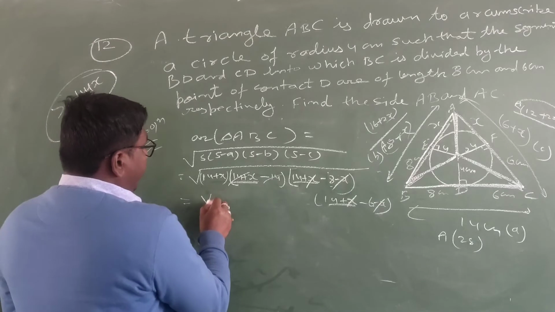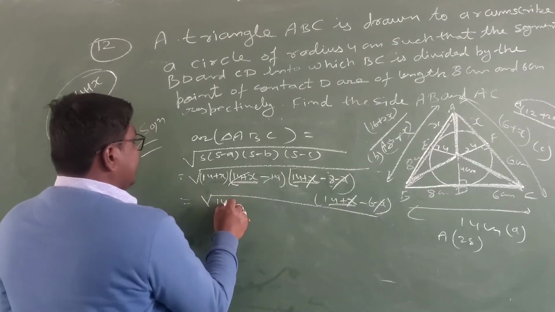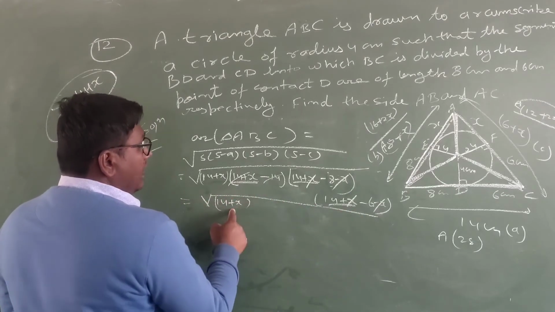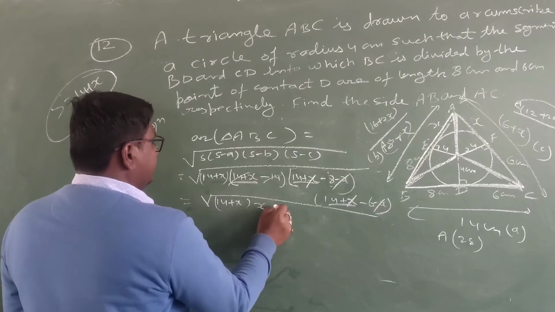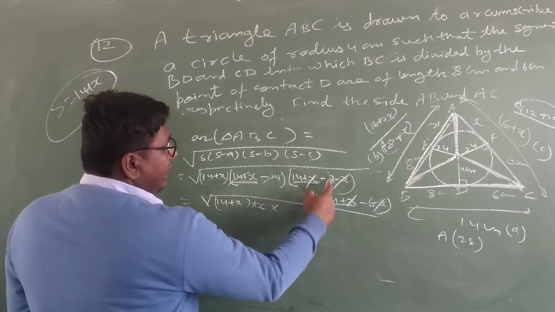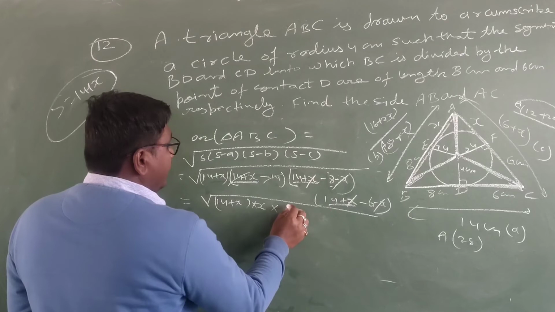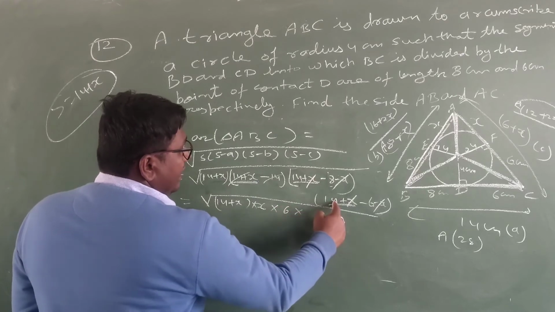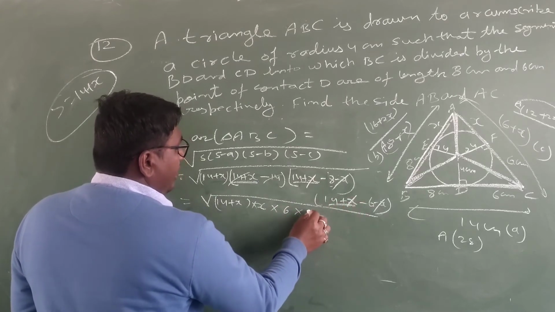Now this will be 14 plus x only, nothing to do with this. And now here it is x into, here 14 minus 8 will be 6. Now here again 14 minus 6 will be what? 8.